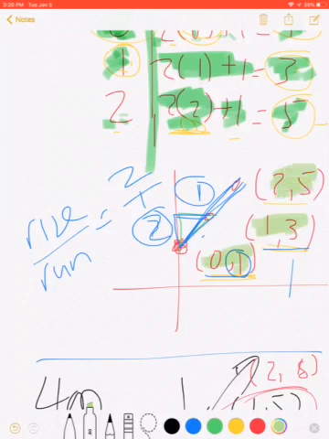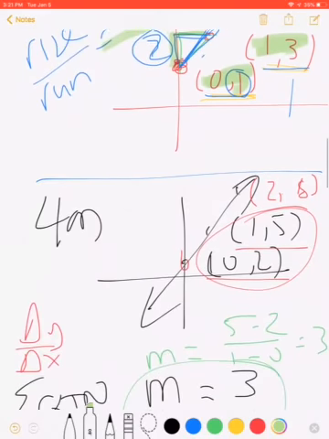And when you plot those points like that, you make a straight line. And then if you want to find your slope, you have your rise over your run. You go up 2 and over 1. There's your slope, 2 over 1, 2. That's your rise over run.